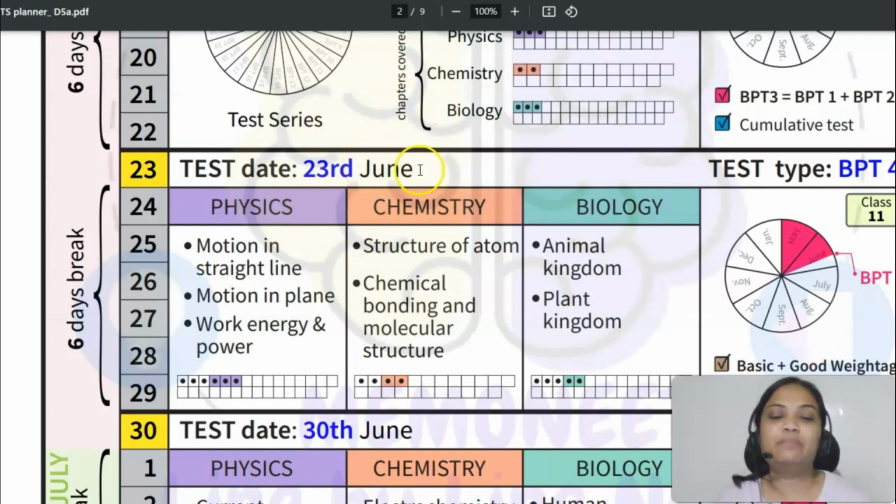The two chapters that we have taken in chemistry are structure of atom and chemical bonding and molecular structure. So basically these are your basic chapters. We are starting with basic chapters plus the chapters that have good weightage. These two chapters are your basics, and they also carry a very good weightage in the NEET examination. So I will be starting with chapter 1, that is the structure of atom. That's our today's topic.